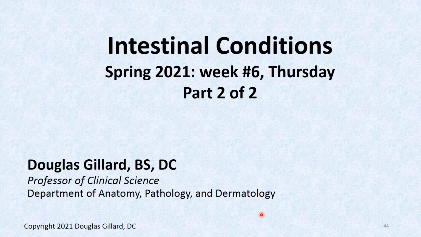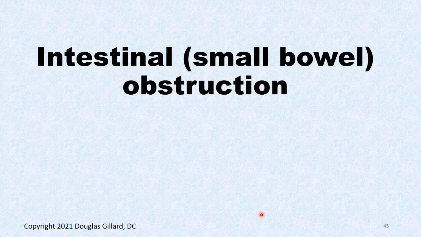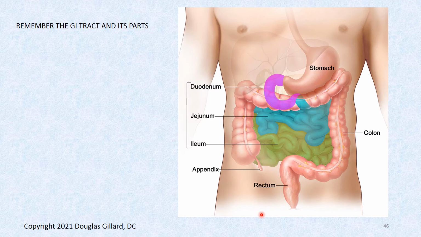All right, so that was the first lecture. We'll keep right on going, though, today. I'm going to combine these things. So now let's get into the intestinal conditions. The big one here is small bowel obstruction. So a little review of the stomach and the intestines, right?